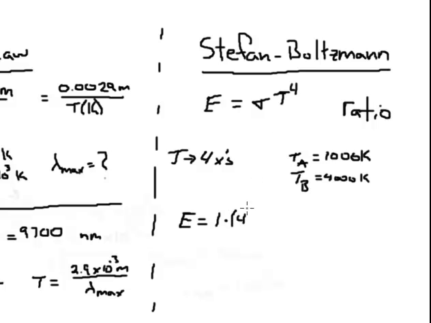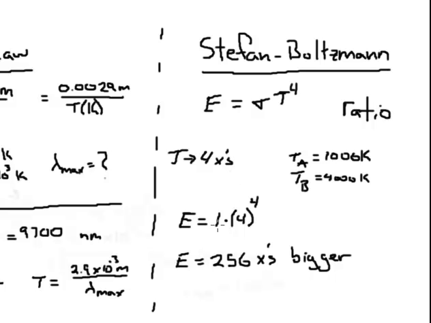Again, the really important thing with ratio problems is that we remember to keep the exponent. So what I have here is 4 to the power of 4, and that equals 256. So when I say here that energy equals 256, what I'm really saying is that the total flux given out by this star is 256 times bigger in star B than it would be in star A. So that's the type of problem that we can solve with this equation.